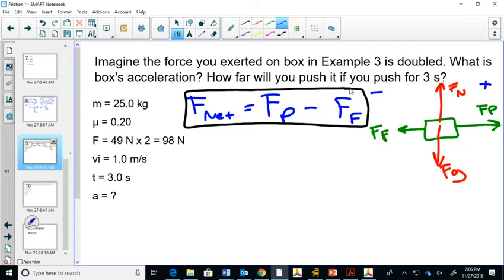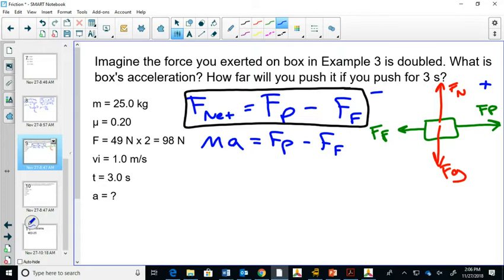Okay, we're not trying to find forces though, right? This problem we're trying to find acceleration, right? So could I take force and break it into its pieces? Like what two pieces make up forces? Mass and acceleration. So I could say that ma equals the force of my push minus the force of friction. We cool with that? Okay.